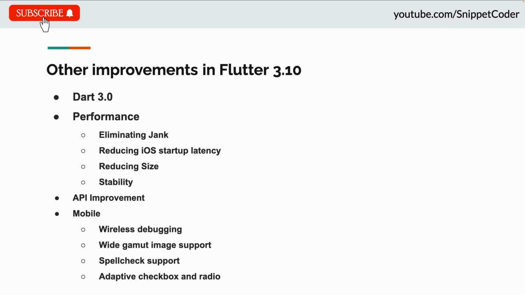Also there is a major improvement for mobile. They have introduced wireless debugging in Flutter iOS. Now we can debug our Flutter iOS application wirelessly. Our Flutter iOS application can now support accurate rendering for wide gamut images. To do that, we have to modify our Info.plist file. And then there is support for spell check also. Now it has the ability to spell check in our text field. Also, it added adaptive checkbox and radio.